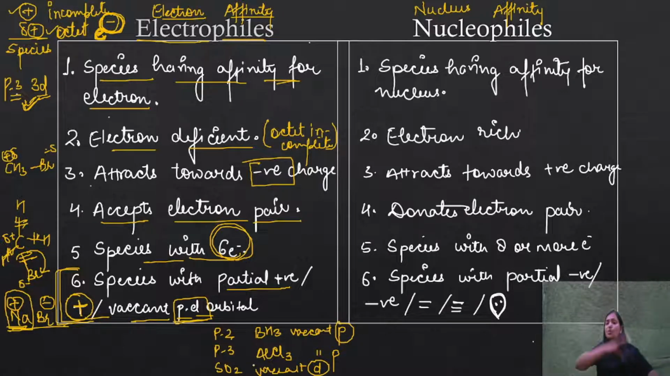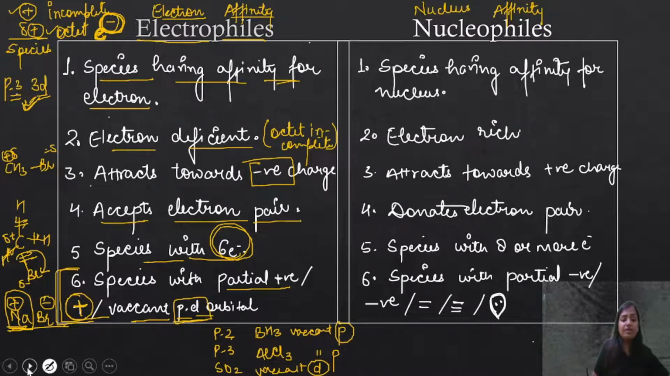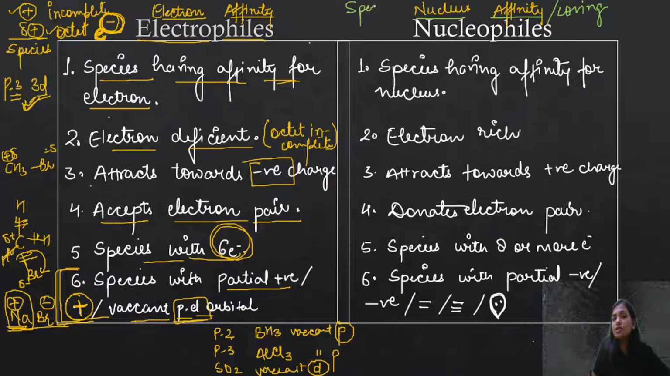Now nucleophiles are just the opposite of it. The better you understand the electrophiles, the better you will be able to understand the nucleophiles. Now what is the difference? Simple, go with the definition which I just shared with you. Nucleophiles are nucleus-affinity, meaning they are nucleus loving. Now tell me, what are those species, those who are going to be nucleus loving? Those who say, oh, I want to love the nucleus, I want to go to the nucleus.